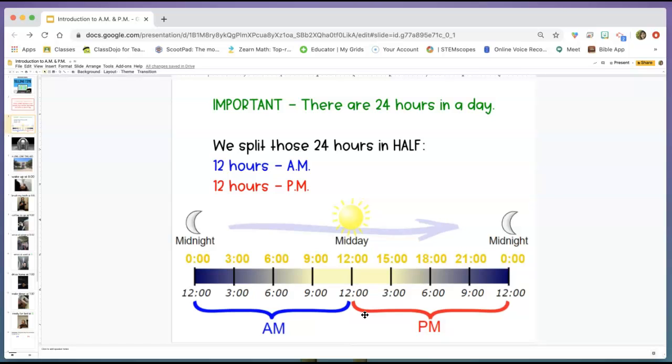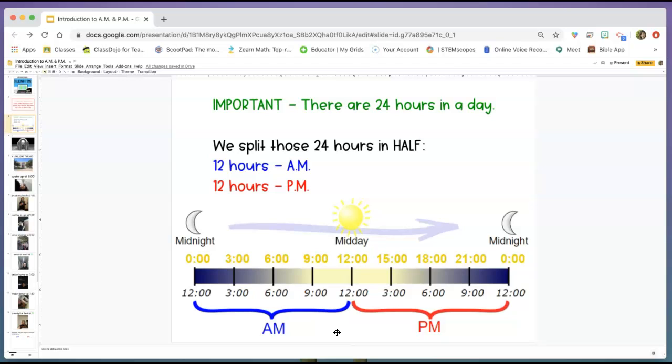The second thing I want you to notice in this picture are the colors. So we have a dark blue color that represents nighttime and a yellow color that represents daytime. I want you to notice that during the AM hours, we have a mixture of nighttime and daytime. During the PM hours, we also have a mixture of daytime and nighttime. So in both AM and PM, we have a mixture of daytime and nighttime.